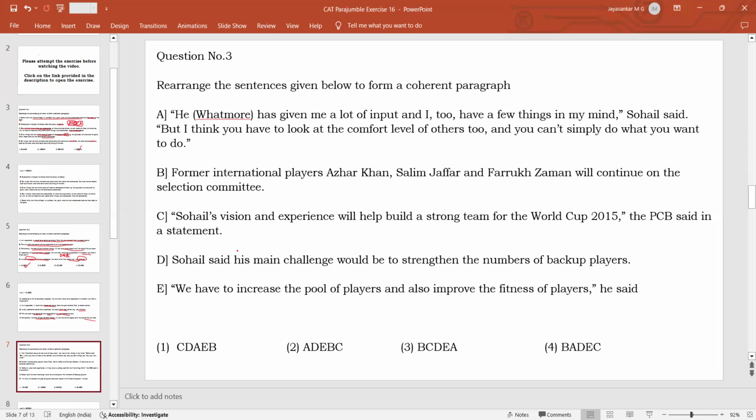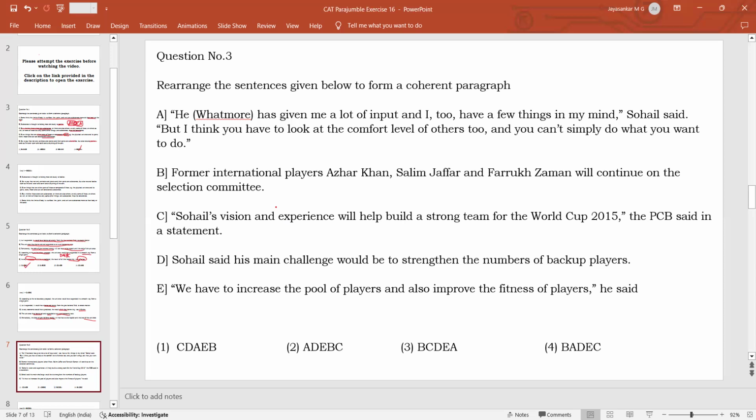First, they will talk about an issue. Then they will talk about the opinion of the parties involved in the issue. So this is how this passage is also structured. So here we are talking about the selection committee, obviously the selection committee of the Pakistan Cricket Board. If you are a person who has been familiar with the history of Pakistan cricket, then you will know that we are talking about Amir Sohail, who was a former captain of the Pakistan cricket team, and Dave Whatmore and Azhar Khan, Salim Jaffer, Farooq Zaman, all were selectors in the Pakistan Cricket Board.